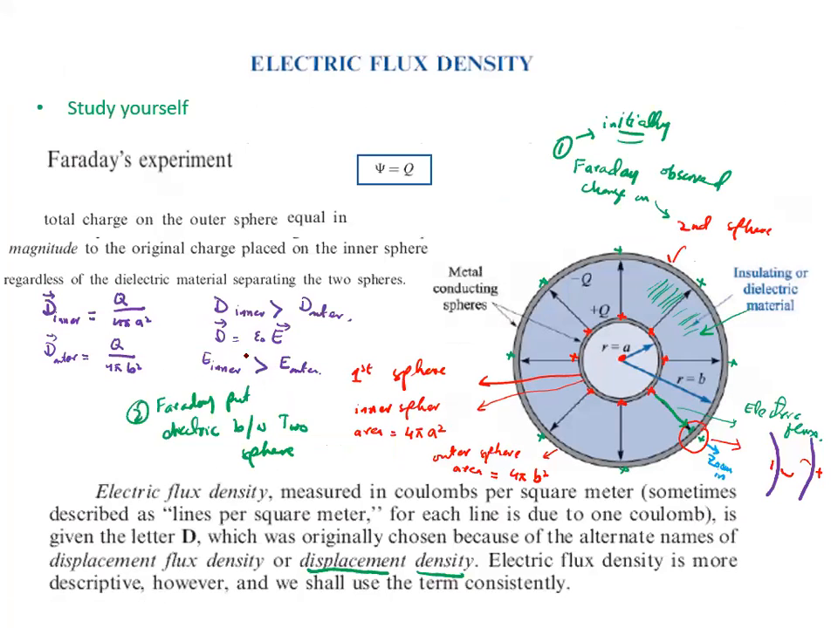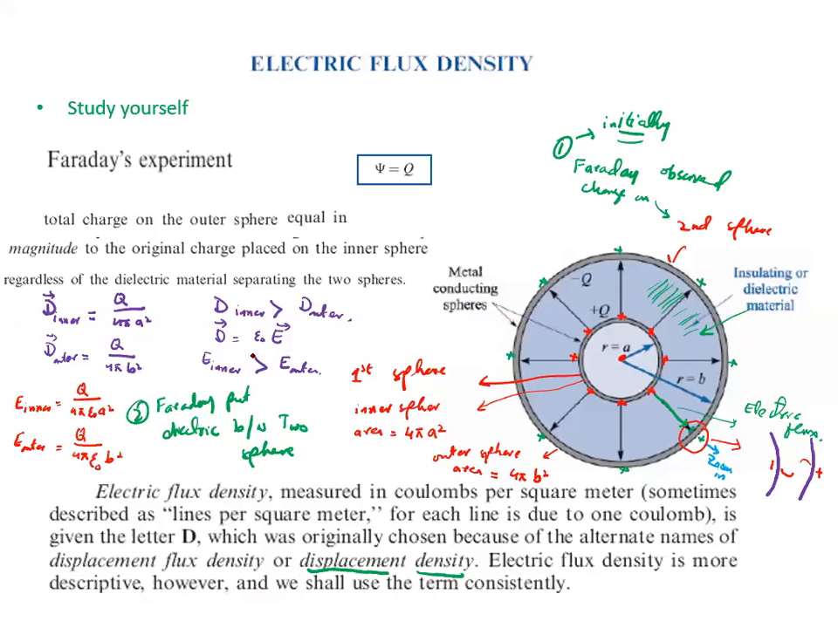Okay, so the D inner is greater than the D outer. Similarly, E inner is greater, because E inner is equal to Q divided by 4 pi epsilon naught A square. That's Coulomb's law. And E outer is equal to Q over 4 pi epsilon naught B square.